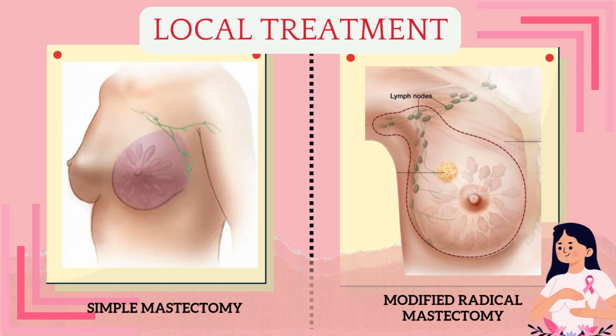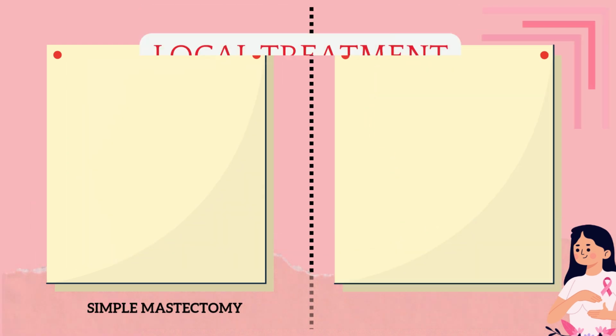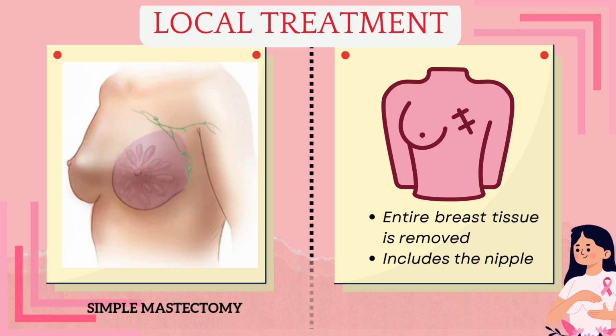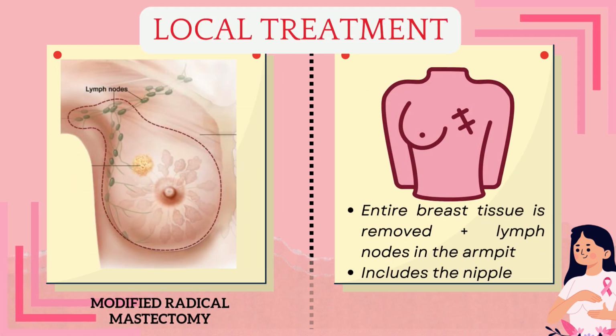A mastectomy is a surgical procedure that involves the removal of all or part of the breast tissue, usually as a treatment for breast cancer, and it has 3 types. In a simple mastectomy, the entire breast tissue is removed, including the nipple. In a modified radical mastectomy, it involves the removal of the entire breast along with some of the lymph nodes in the armpit, or the axillary nodes.